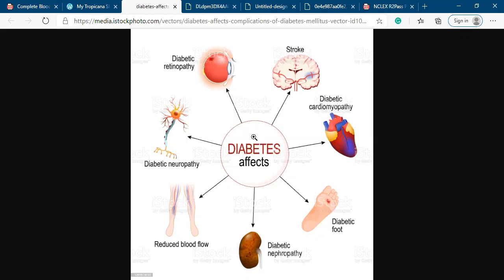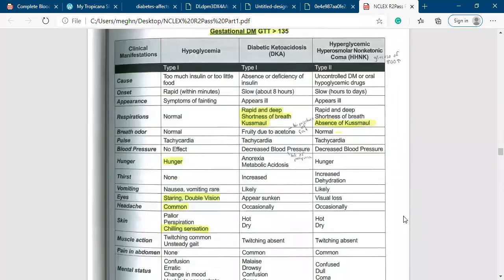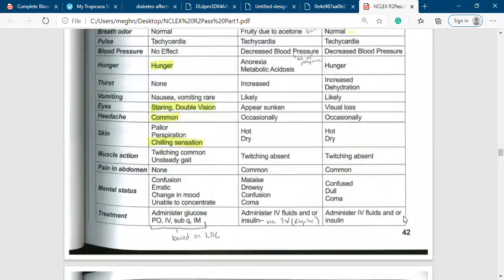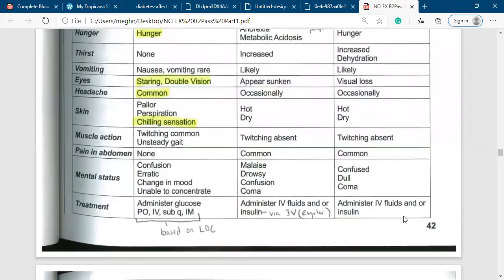Then they cause diabetic neuropathy, diabetic cardiopathy and diabetic nephropathy, right? So this is super important for our NCLEX board. One of the most important points about the management of a diabetic patient is treatment, especially the management of hypoglycemia.